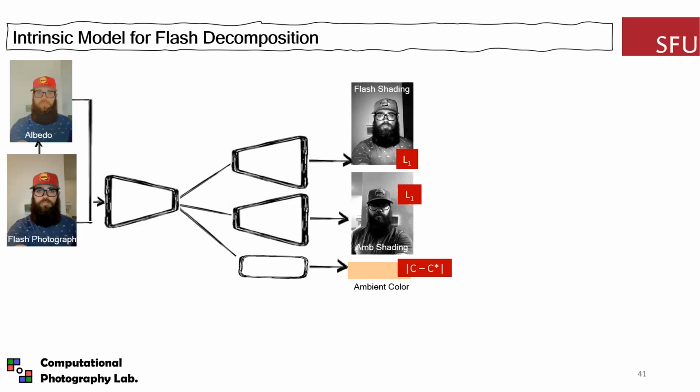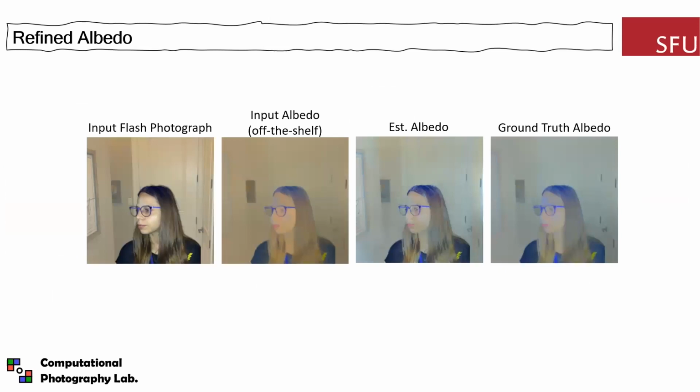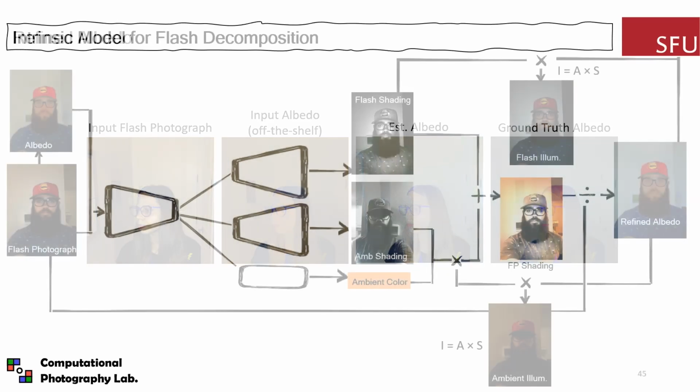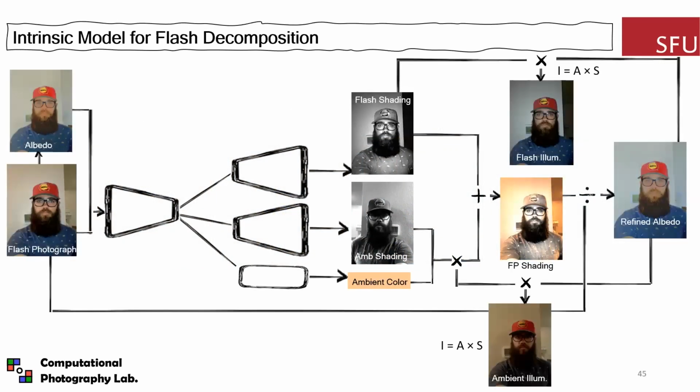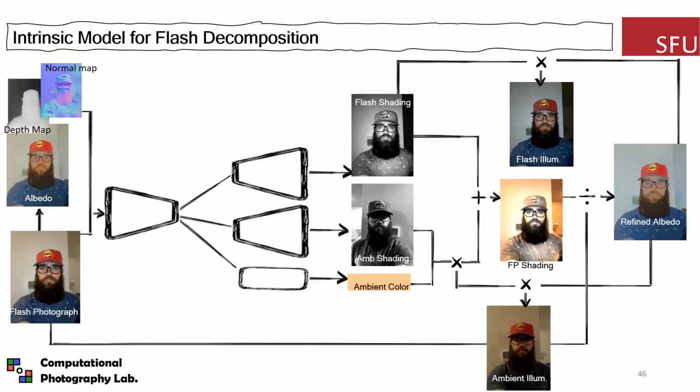We then calculate the flash photograph shading, and the refined albedo is calculated by dividing the input image by this shading. The albedo generated for the flash photograph has ambient color in it. Here we also refine this albedo and separate the ambient color by having a loss function on the albedo. By multiplying the refined albedo by the flash shading, we get the flash and ambient illumination. We also add the normal and depth map generated by the off-the-shelf methods as additional input to guide the network.